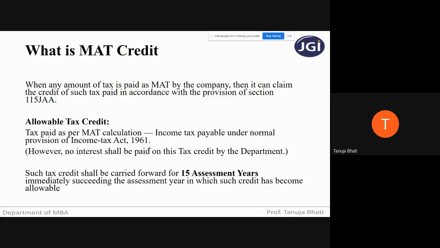Now, suppose the tax payable by the company as per MAT is higher than the tax paid under normal provisions of the Income Tax Act. Then the difference amount will be treated as MAT credit. And such credit shall be carried forward for 15 assessment years, immediately succeeding the assessment year in which credit has become allowable. So, is MAT credit clear, students? Yes? Yes, ma'am.